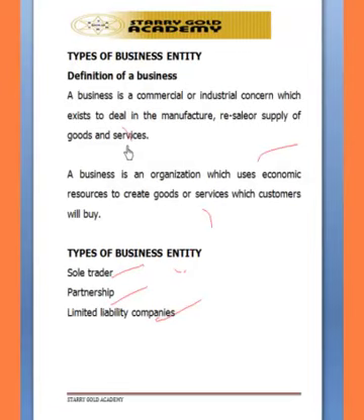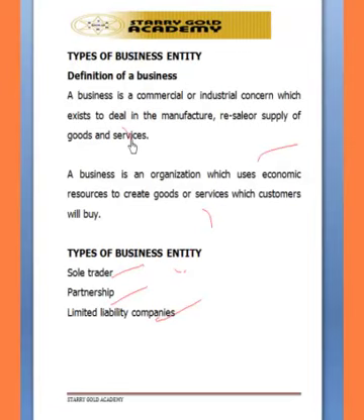The word sole means single. Of course, we know a trader or a proprietor means an owner of a business entity. So a sole trader is a business owned by a single individual. A business managed and owned by a single individual with the aim of making profits. That is a sole trader.